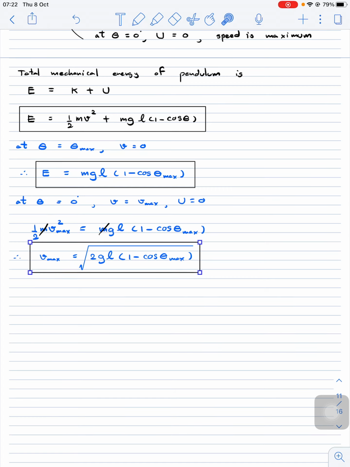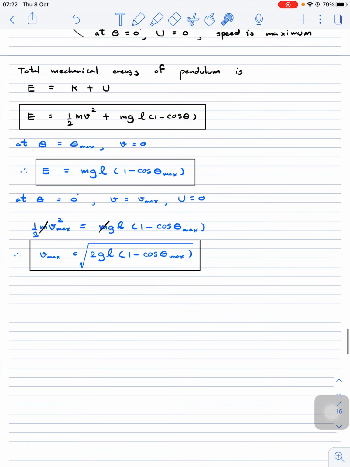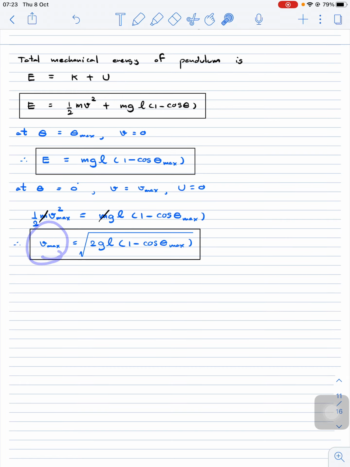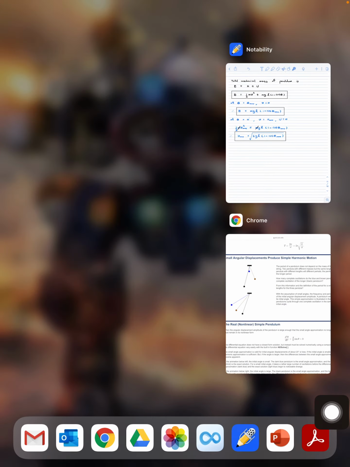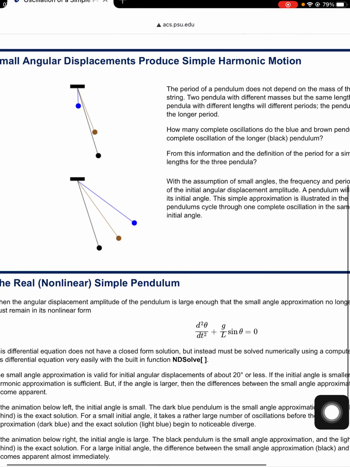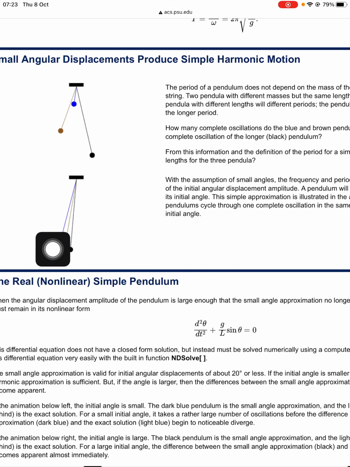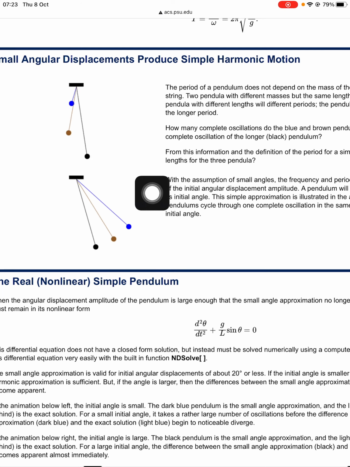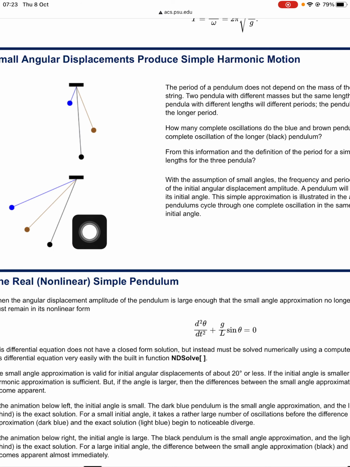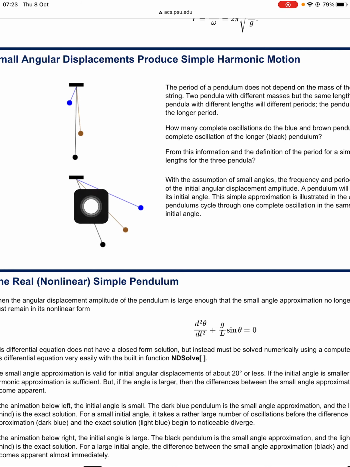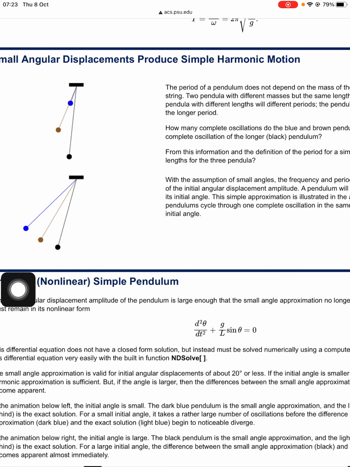Okay, then as you can see, the larger the maximum angular displacement, the larger the speed of the bob at the equilibrium position. So if we just go back to this simulation again, you can see that the blue one will have the larger maximum angular displacement. So it means that when the blue one is passing through the equilibrium position here, it's going to have a speed larger than the black and the red one.